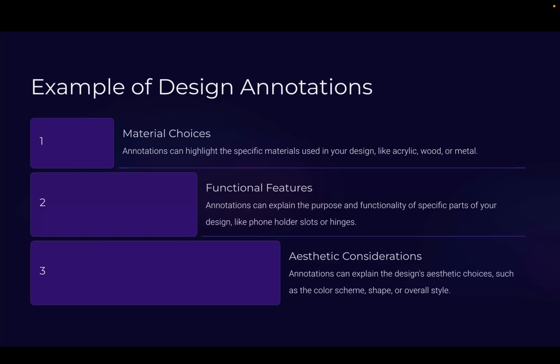Examples of design annotation. It can explain the material choices, why you selected acrylic or wood or some other material, the functional features, how the slot holds a phone securely, and aesthetic considerations: color, shapes, and overall look.